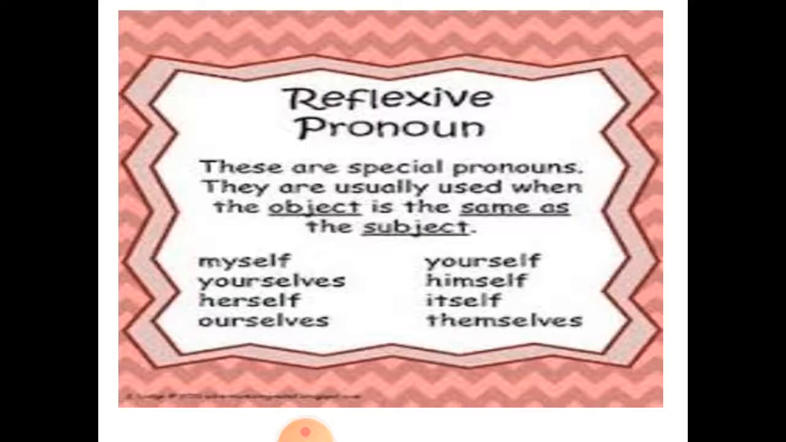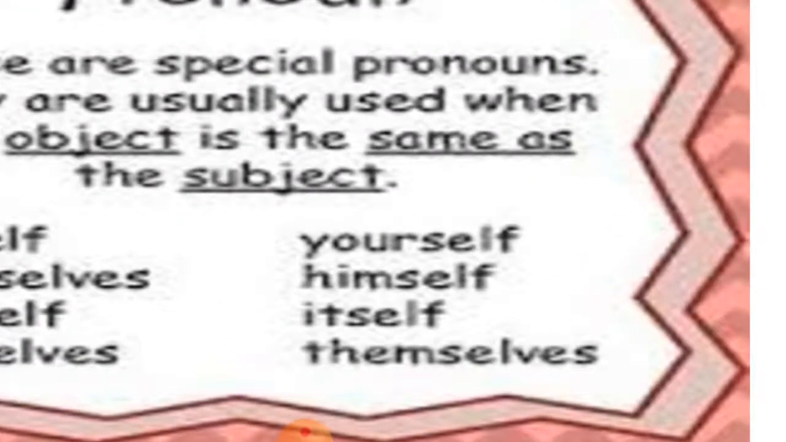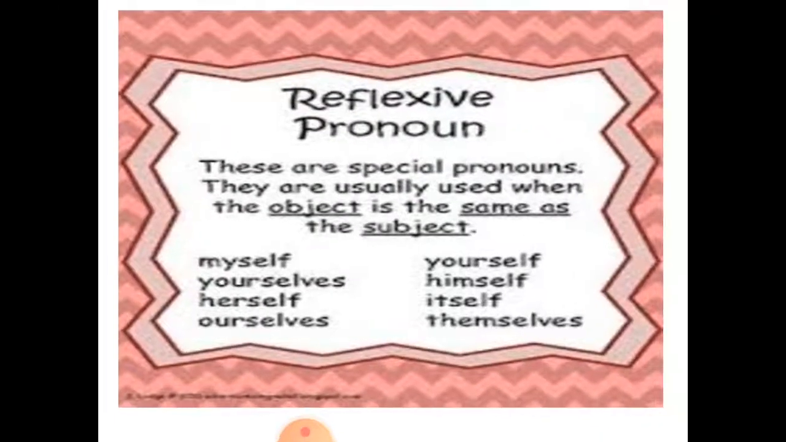तो जब सब्जेक्ट और ऑब्जेक्ट एक ही हो तब जो प्रोनाउन यूज़ होता है उसको रिफ्लेक्सिव प्रोनाउन कहते हैं. Examples are myself, yourself, herself, ourselves, yourselves, himself, itself, and themselves.